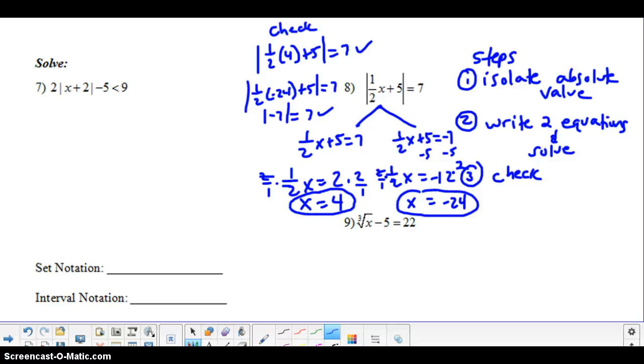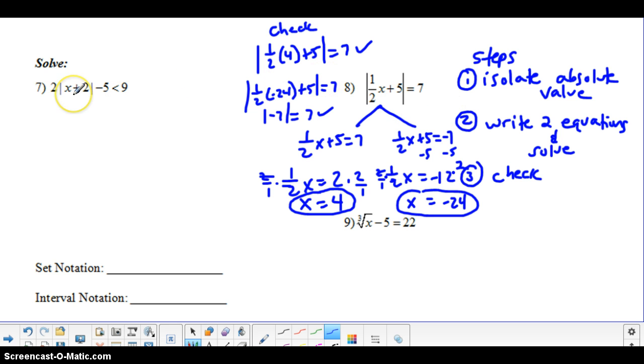Welcome back. This is part 2 of the Ecart review problems, and I'm going to start right in with number 7. So number 7 is an absolute value as well as number 8 was, but it has an inequality. So we still have the same steps where we're going to isolate the absolute value, write two equations, solve, and check, but this one is obviously a little more complicated than number 8.